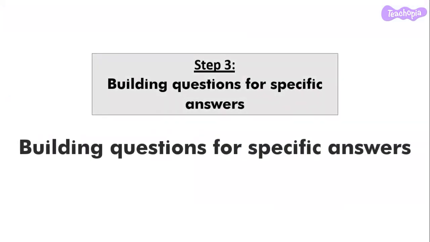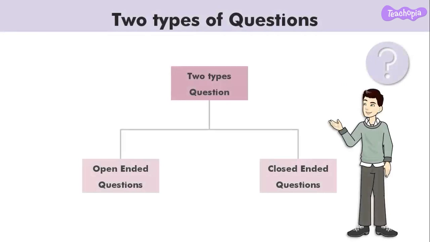As a step 3, we have building questions for specific answers. So whenever we want to ask a question which would make us arrive at a particular answer, we are looking for a specific answer and we need to build a question for that. So in those times, there would be two categories of questions that we can ask, like open-ended questions and closed-ended questions. Both of these would give us a specific set of answers.